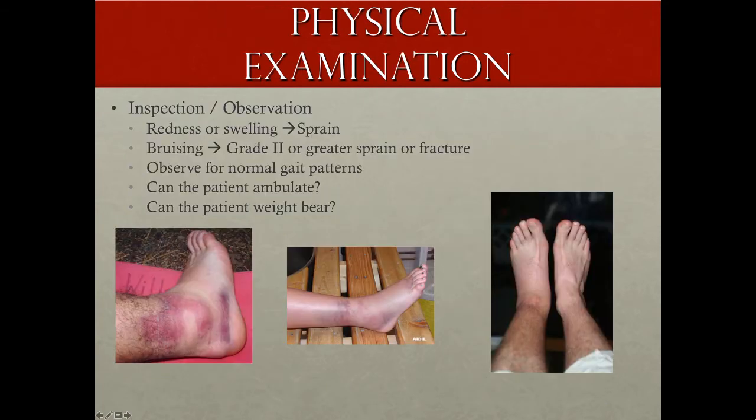So in our physical exam, the first thing we are inspecting for is whether or not the patient can walk. Do they have normal gait patterns? Can they ambulate? Can they weight bear? Then we want to look for any redness or swelling. That could start to indicate maybe we have a tear of a ligament. If we have any bruising, it could indicate a grade 2 or greater 3 sprain or a fracture.